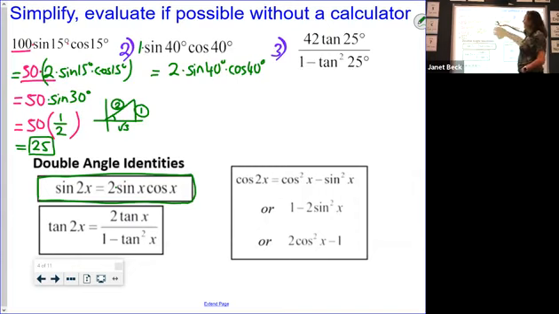But what I write on this line has to equal what's on the line above. How can I make a 1 have a 2 times there? If I rewrite that 1 as 2 divided by 2.